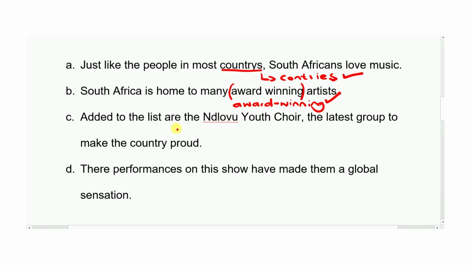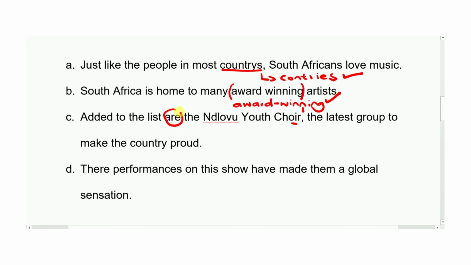Right. C, added to the list are the Ndlovu Youth Choir, the latest group to make the country proud. We read it again. I'd always advise that you read it at least 2 times. Added to the list are the Ndlovu Youth Choir. Now the question is, remember we spoke about concord. Do the words agree here? How many choirs are we talking about? We are talking about only one choir.